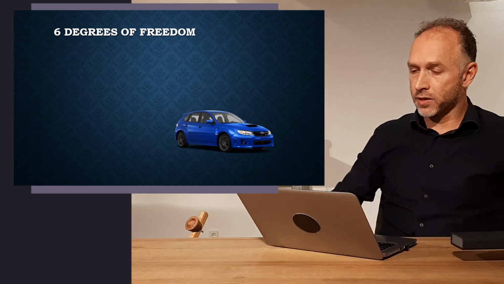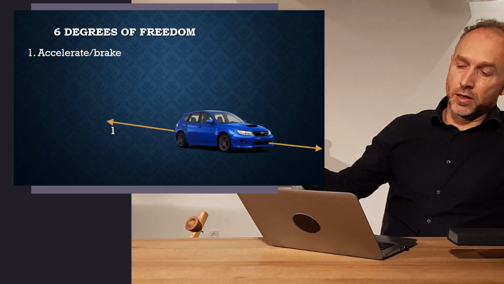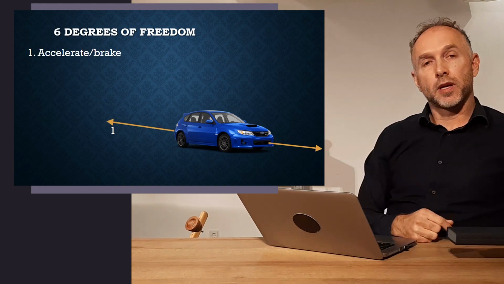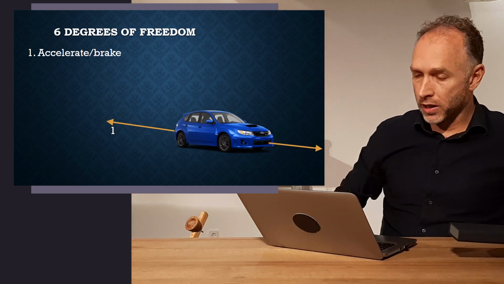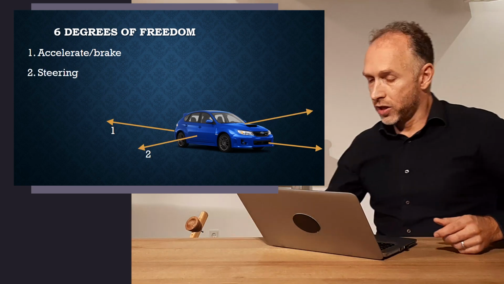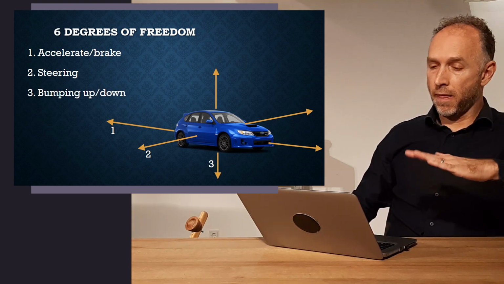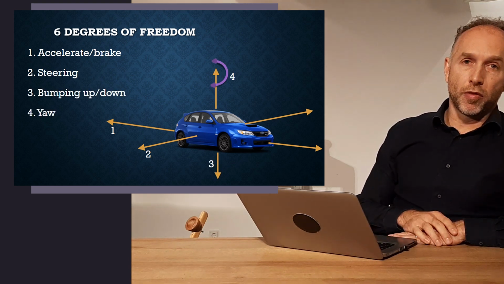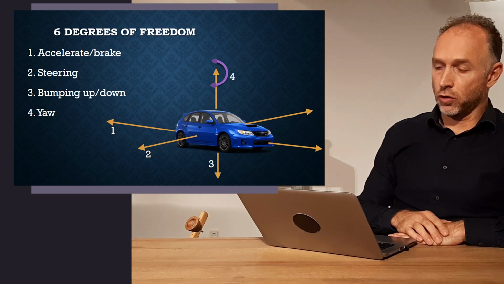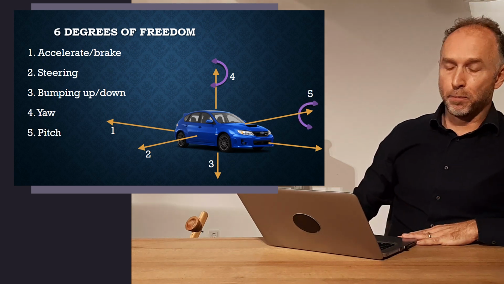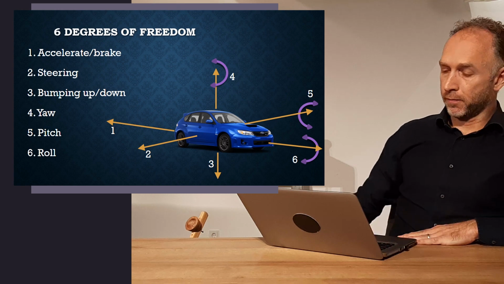For a car, it looks like this. We have the translational movement, acceleration and braking. We have steering. We have bumping up and down. And then we have the 3 rotations: first of all, yaw, pitch, and rolling.